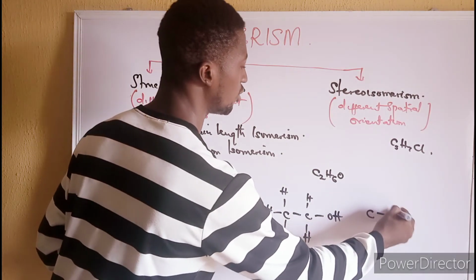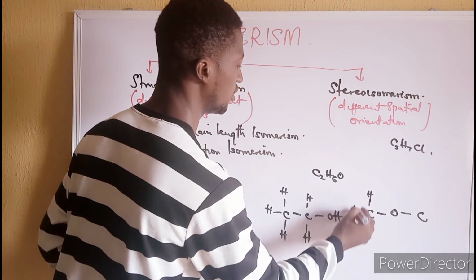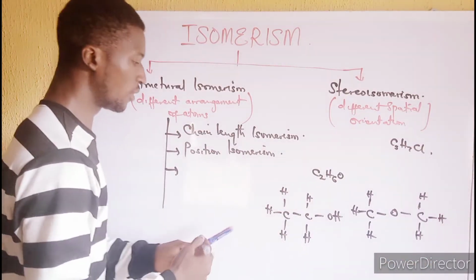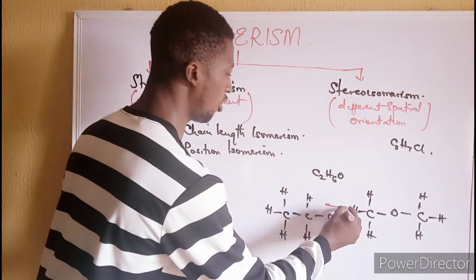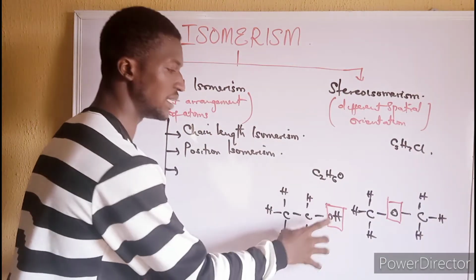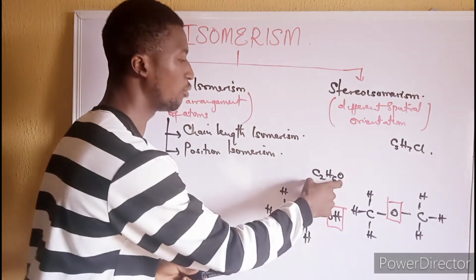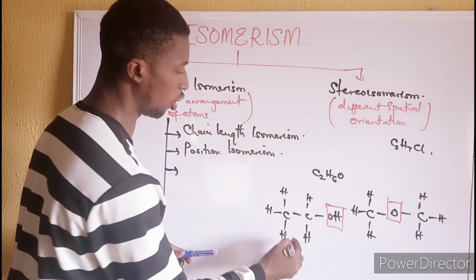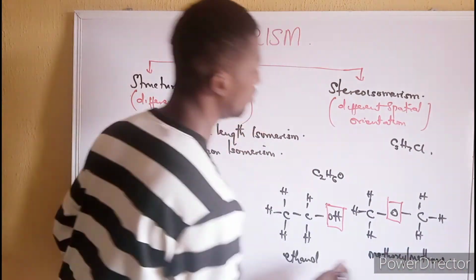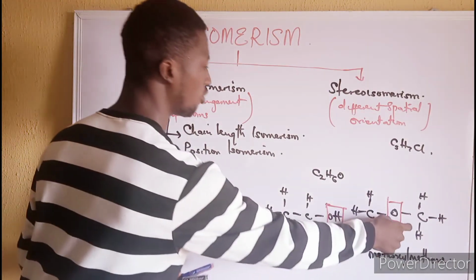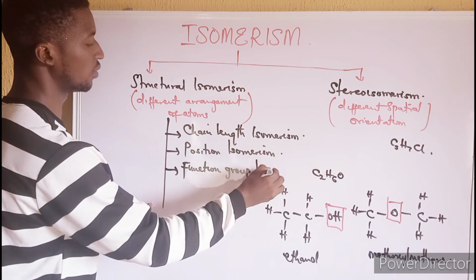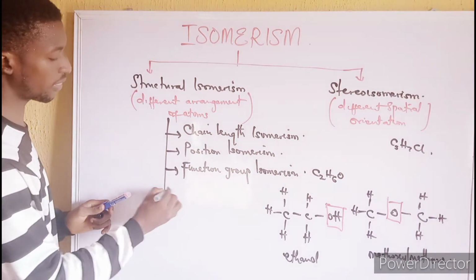But when you take it another way around, you can have it like this, in which you have H. What has occurred here is that the functional group here is OH, but the functional group here is O. As a result, the properties of this are quite different from the properties of this compound. However, they both have the same molecular formula. Therefore, we call this one ethanol, and we call this one methoxymethane. In this case, the functional group here is OH and the functional group here is O, so we call it functional group isomerism. The last one which we are going to consider is called tautomerism.